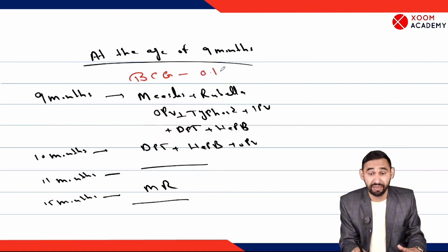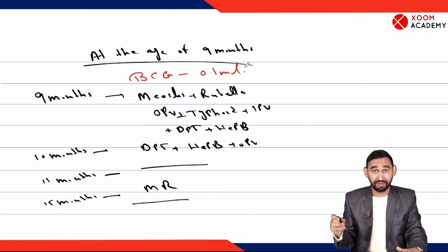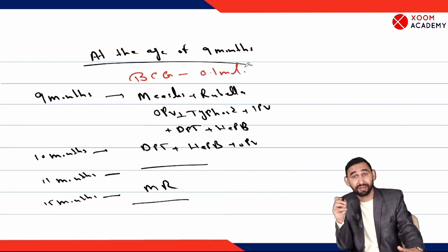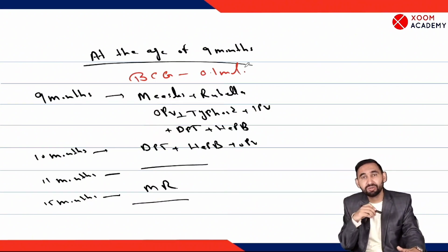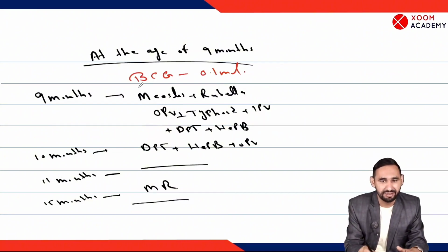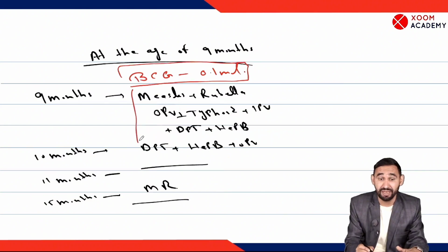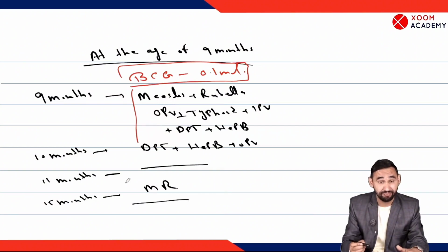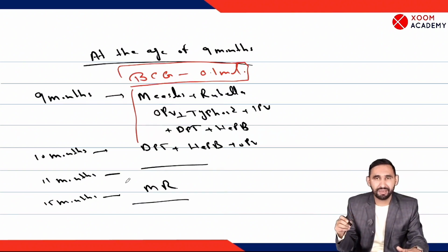It is 0.1 ml. Remember one thing: if you perform a tuberculin test, if it is positive, you should treat TB. But if it is negative, then you will give BCG vaccine. That's why I described it at the end. These are mandatory vaccines at the age of 9 months. At the age of 10 months, you can give other vaccines. At 11 months, you can repeat them. So, various vaccinations are given at various ages.